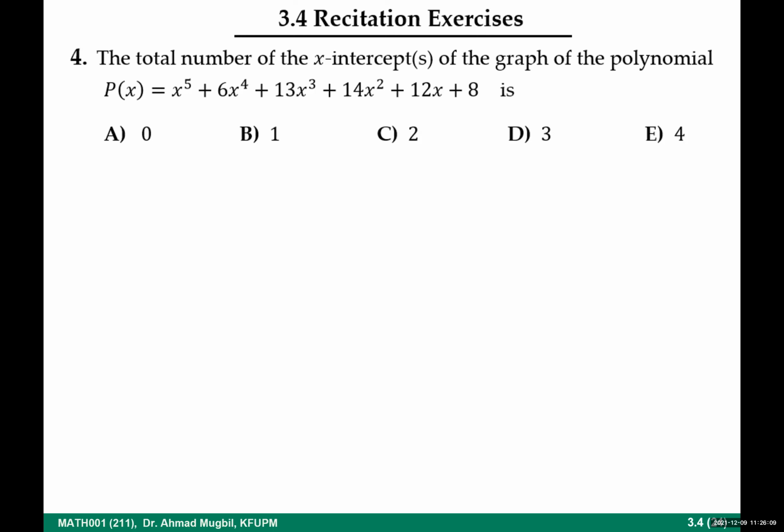1, 2, 3. 8 can be divided by 3? 4, and then 8. Excellent. So, Hassan, is that right? Now, the possible rational zeros are positive or negative 1, positive or negative 2, positive or negative 4, positive or negative 8. Is that right? No. Why?